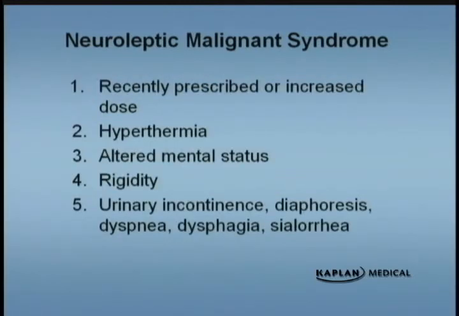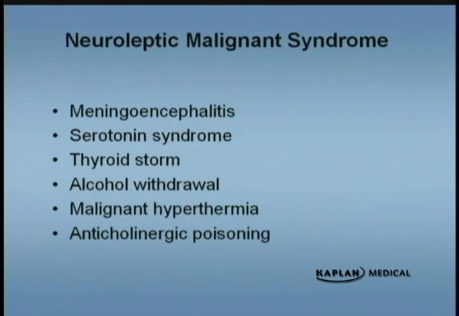Okay? So here again, neuroleptic malignant syndrome, malignant hyperthermia, they all look the same. Hyperthermia, comatose, altered mental status, rigid, diaphoretic. There are other things that cause high fever, and we touched on them briefly. Meningoencephalitis, general sepsis, thyroid storm, delirium tremens, alcohol withdrawal, anticholinergic poisoning.